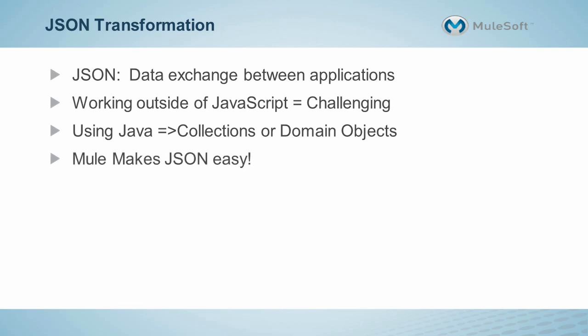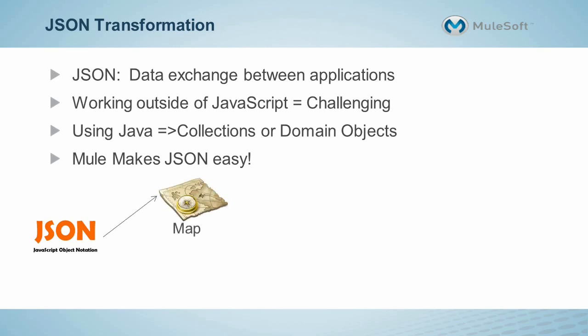Let's see how Mule's JSON module makes it easy to transform JSON to a Java collection instance or an instance of a domain object. I'll start with an existing project in Mule Studio. I'll be adding two flows to this project. Both will accept line item data as JSON and persist it to a MySQL database.